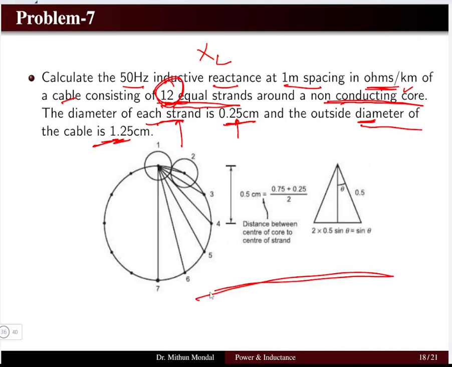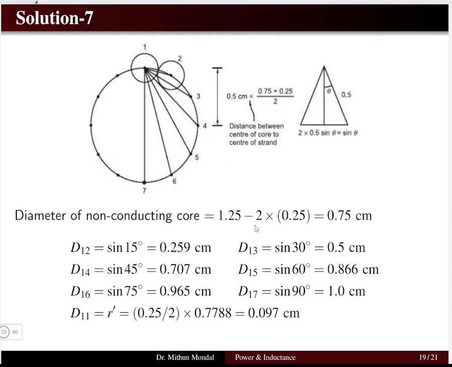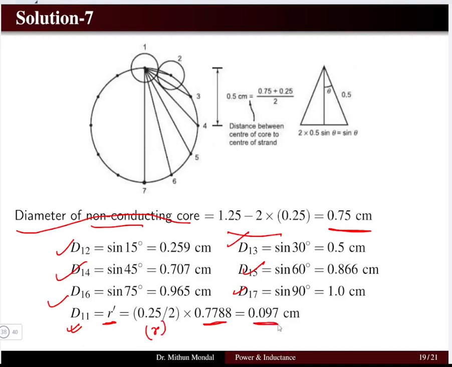So here some geometric distances are given, and we need to obtain the values of the radius and the outer diameter of the cable. All these 12 conductors will be present throughout the cable, because 12 strands are there. Then we have to apply the concept of geometry. If you apply the concept of geometry, you will be able to calculate the distances D12, D13, D14, D15, D16 and D17. These distances are very important because, as I said, the GMD and GMR calculation requires you to know the geometric relation between the conductors. The diameter of the non-conducting core is also required, which you calculate from the geometry, and it is equal to 0.75 centimeter. Then the value of D11, that is equal to R dash, the fictitious radius, which is 0.7788 multiplied with the radius of the individual conductor, equal to 0.097 centimeter.